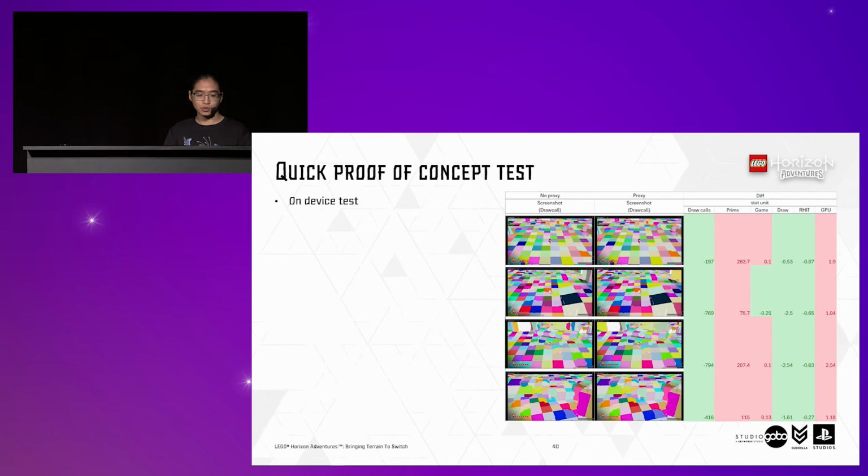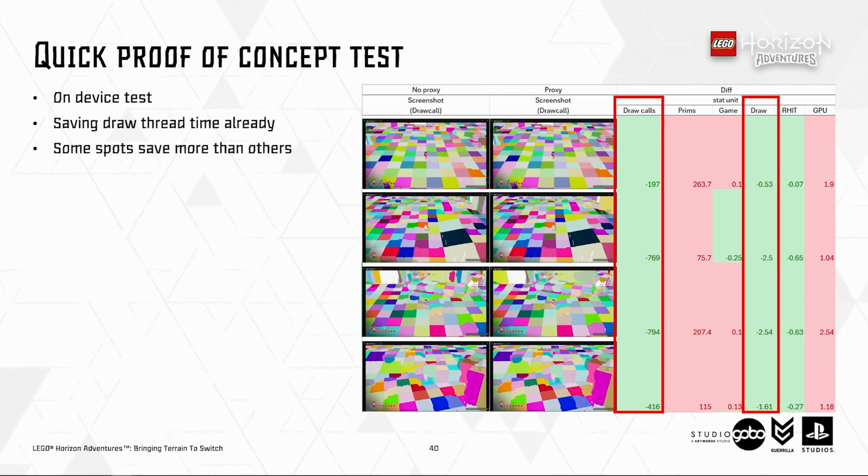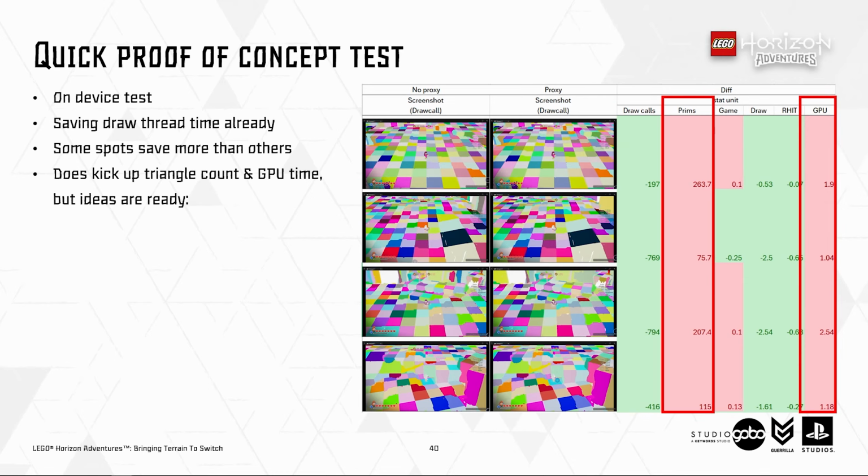So this allows us to whip up a very quick prototype to test out the numbers on device with a constant depth of field distance. This is a test level where I get all the terrain patches in our hub level, which is the most complicated level in the project in terms of terrain, or in general, sorry. We can see that the draw thread cost is already coming down. It ranges anywhere from 0.5 to 2.5 milliseconds, depending on where the character stands, of course. But it does kick up GPU time and triangle count, but that is expected, and we have some ideas to improve.